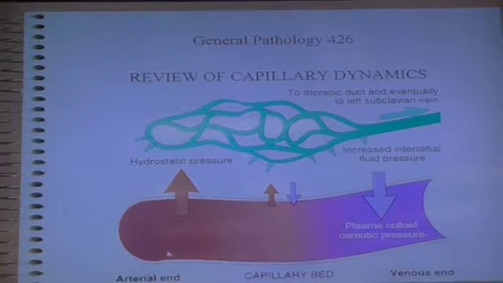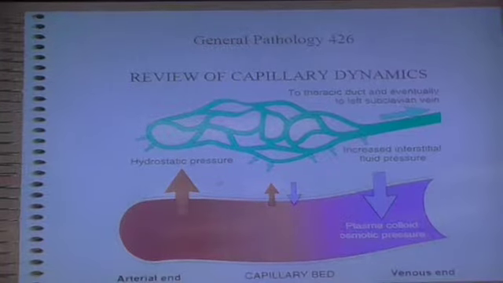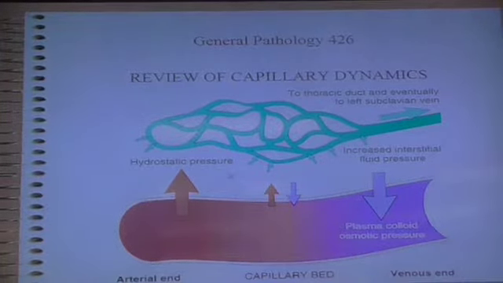arterial end, hydrostatic pressure is higher, and it pushes fluid out into the interstitium. And on the venous end, the tissue pressure is actually higher than the venous hydrostatic pressure, so it pushes it back in. Also, you have some other factors working, like oncotic pressure that's caused by the colloids in the blood. The main one is albumin. Now, this is the normal process.